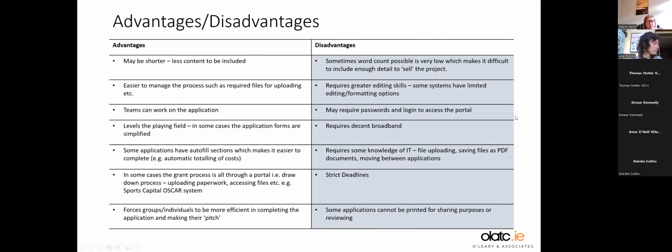In terms of disadvantages, sometimes the word count is too low, so it makes it very difficult to put in enough information to actually sell your project. It does require greater editing skills. Some systems have limited editing format options, so you can't really edit the actual words on the application on the screen itself. What I would normally recommend is that you do the application form on a Word document in terms of the wording, edit it there, do the proofreading there, do the word count there, and then just cut and paste into the application form.